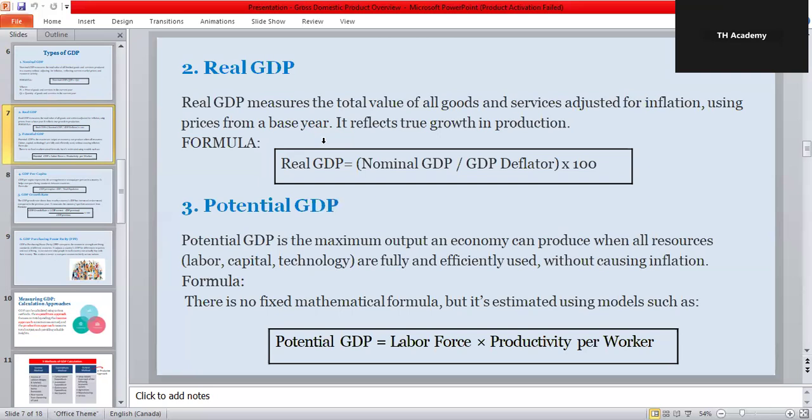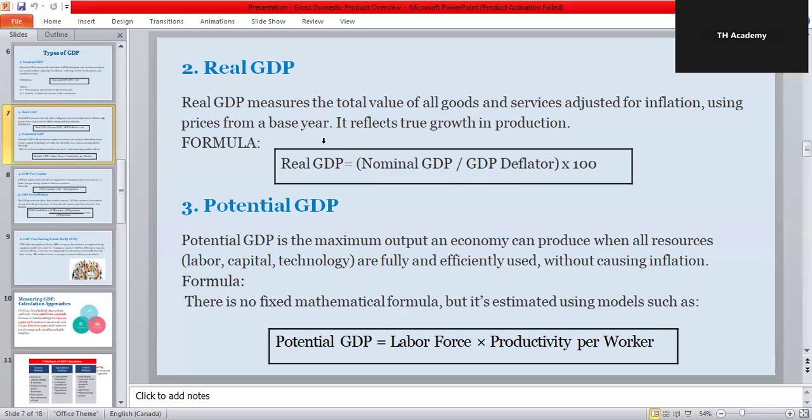Next is potential GDP. Potential GDP shows the maximum output a country can produce when all its resources like labor, capital, and technology are fully and efficiently used without causing inflation. It doesn't mean that the country always produces that much. It's the ideal level of output, kind of like the engine's maximum speed before overheating.